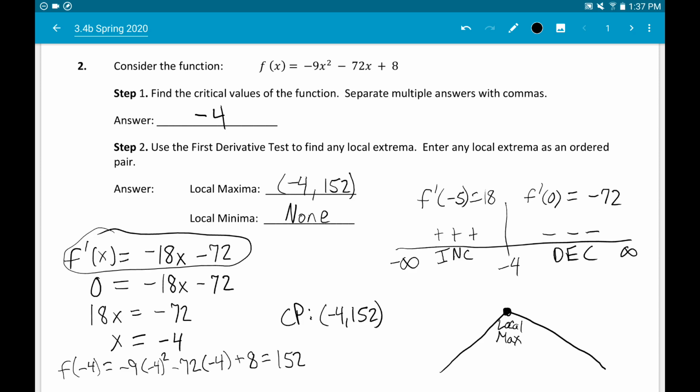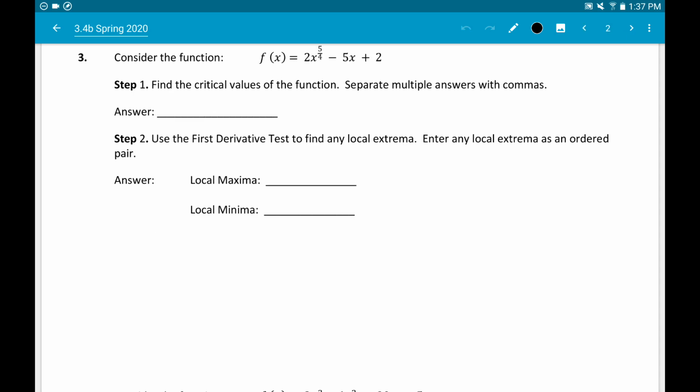Alright, so fairly straightforward. It's going to be the same process in the rest of the questions. You know, the functions might get a little bit uglier, but it's going to be the same idea on each one. Looking at this one, you have 2x to the 5/4 minus 5x plus 2. But we're going to do the same thing.